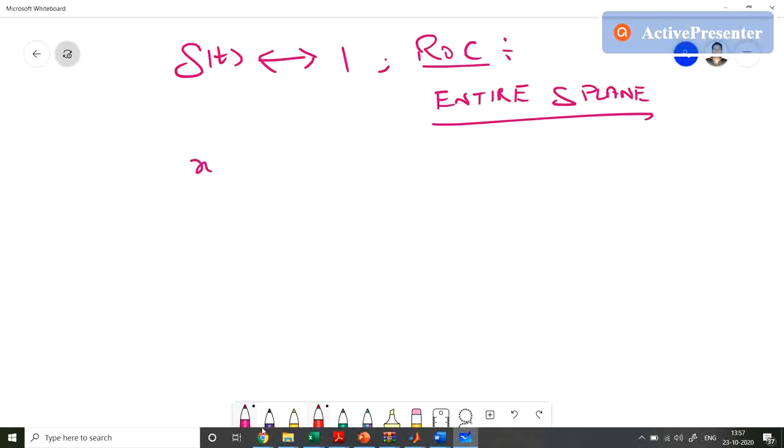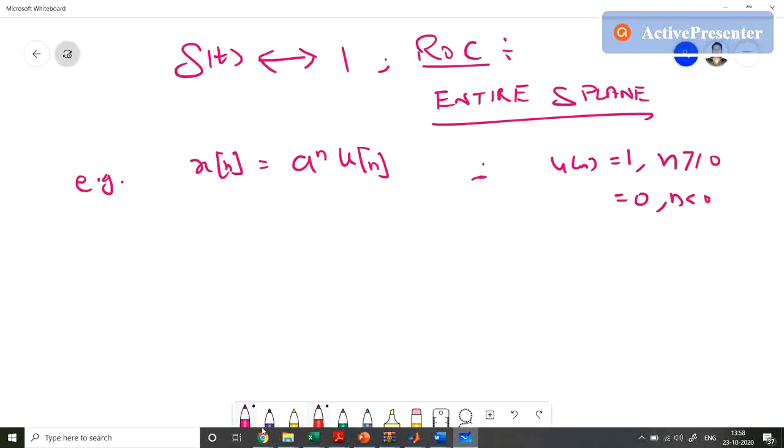Let us discuss another problem, then we will better analyze the region of convergence. So let us take x[n] equals a raised to the power n times u[n], and this signal u[n], as all of us know, is equal to 1 for n greater than or equal to 0. It is 0 for n less than 0. Now can we find out the z transform?